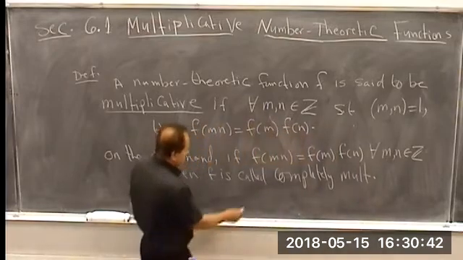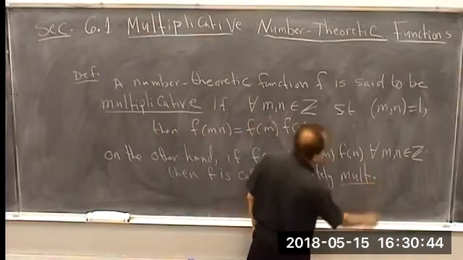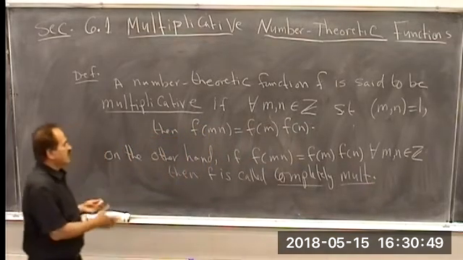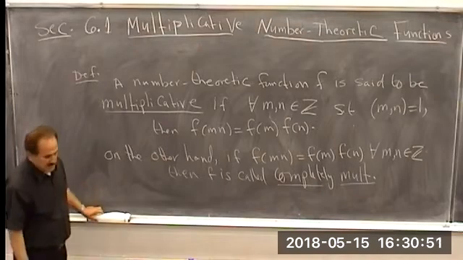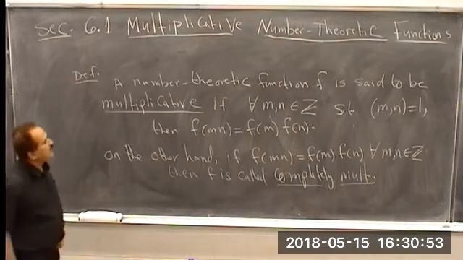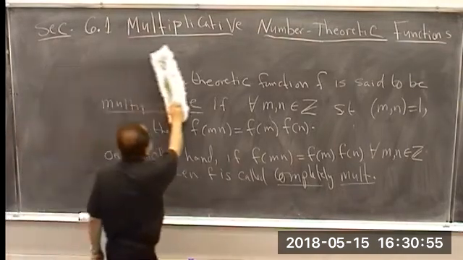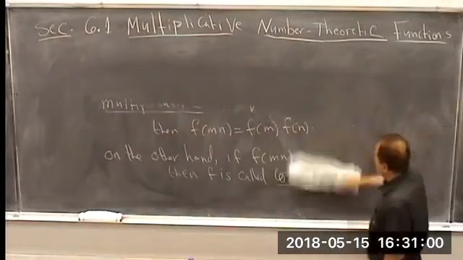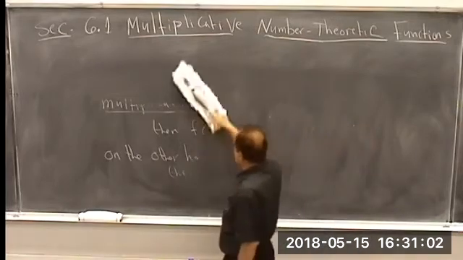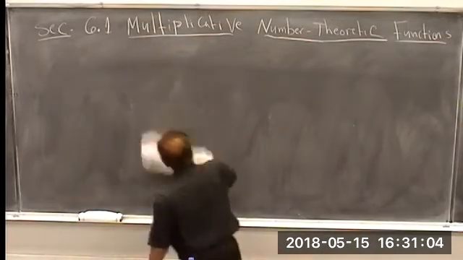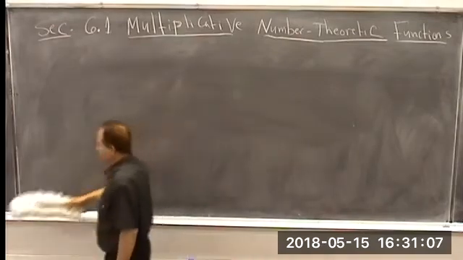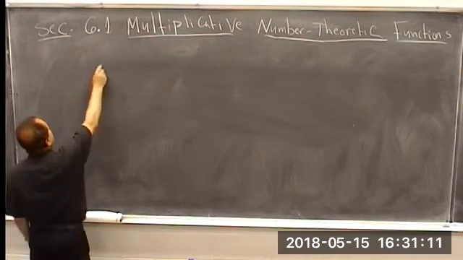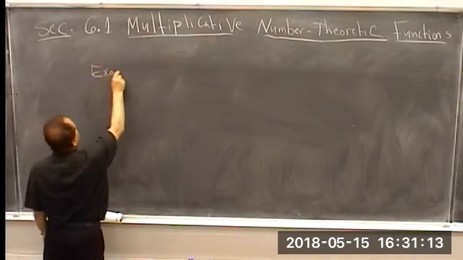All right? So if there is no restriction, then we call it completely multiplicative. Let's look at some examples of multiplicative functions, completely multiplicative functions, or functions that are neither one of these. Say the identity function f of n equals n for every integer n is in fact multiplicative. It's completely multiplicative. So here's an example.